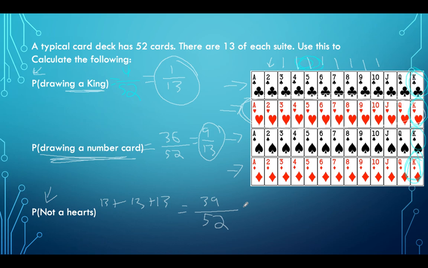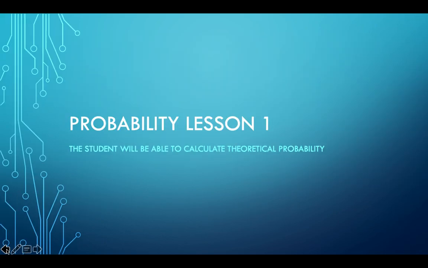Does that simplify? I don't think so. Oh yeah, it does. 13 goes into both of these, so it gets you 3 over 4. So you have a 75% chance of not picking a hearts, or a 3 over 4 chance. Okay, so that's theoretical probability. Again, that's theoretical.